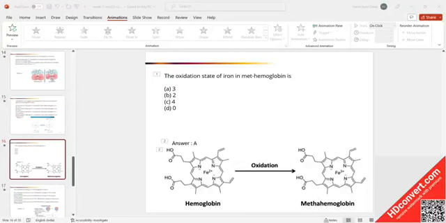So it is about methemoglobin. What is the oxidation state of iron in methemoglobin, and why is methemoglobin important, and other things?